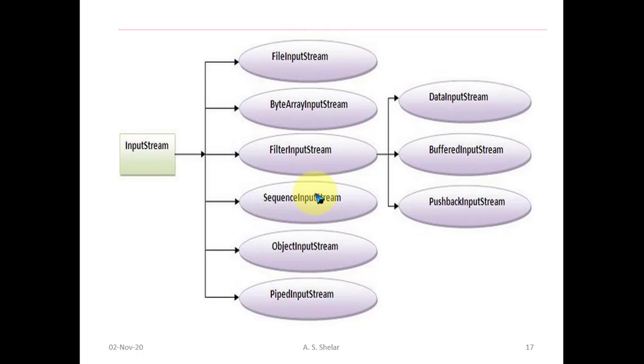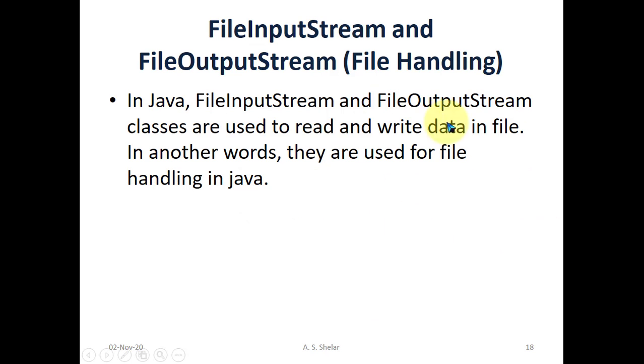Now we come to the byte oriented approach of file handling. In the last lecture we saw the character oriented approach, FileReader and FileWriter. Now we will see FileInputStream and FileOutputStream, which is a byte oriented approach. These classes are used to read and write data in a file, in other words for file handling in Java. From the name you can tell: FileInputStream is a read operation, and FileOutputStream is a data write operation into the file.